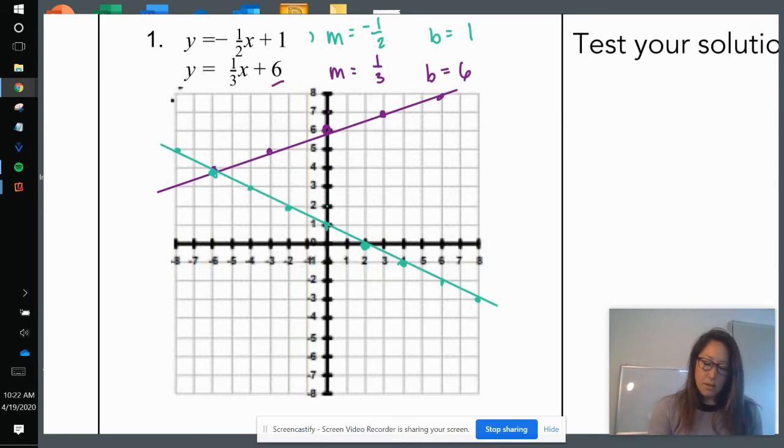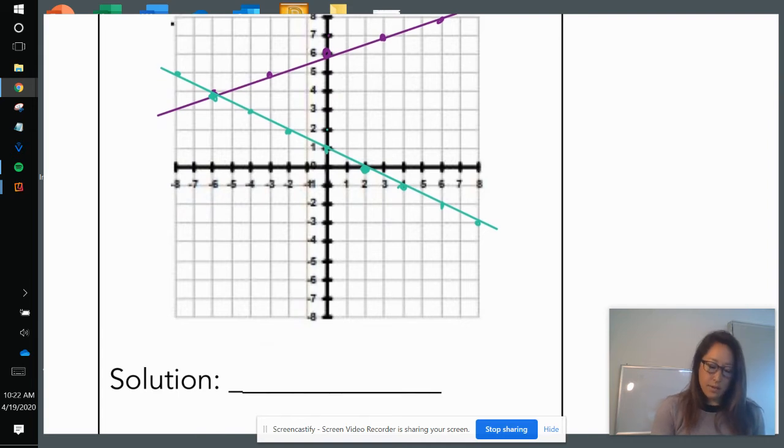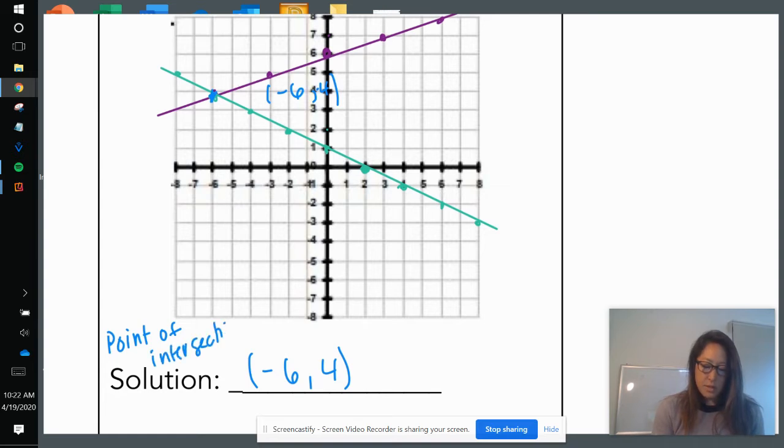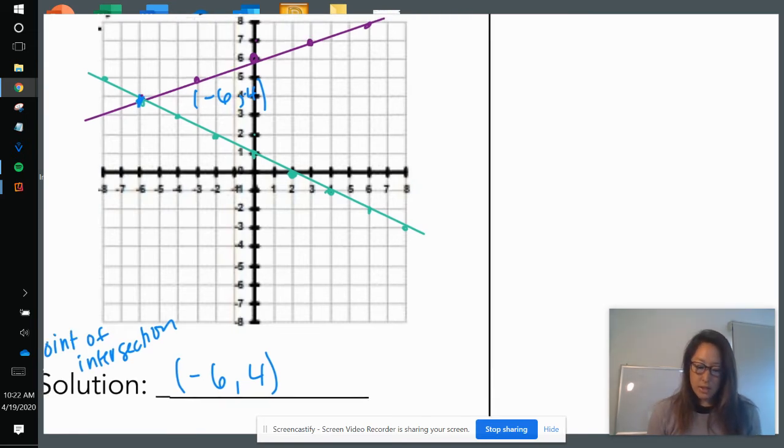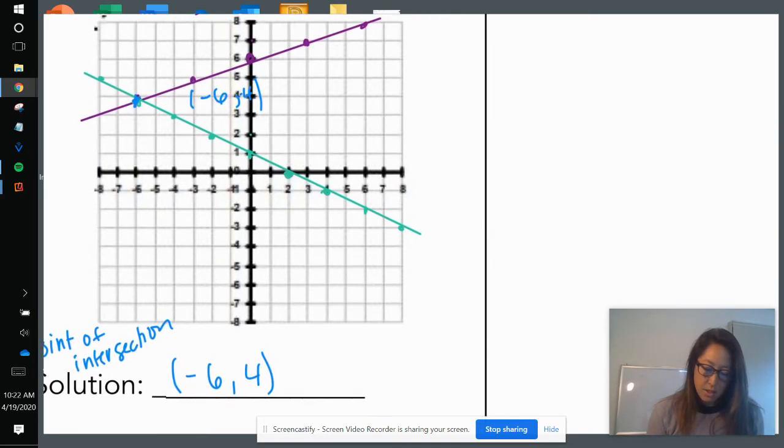All right, so where is the point of intersection? The point of intersection is at -6, 4. So the solution is -6, 4, or we call this the point of intersection. It's where the x and the y value are the same for both equations. Okay, so we've done part 1.